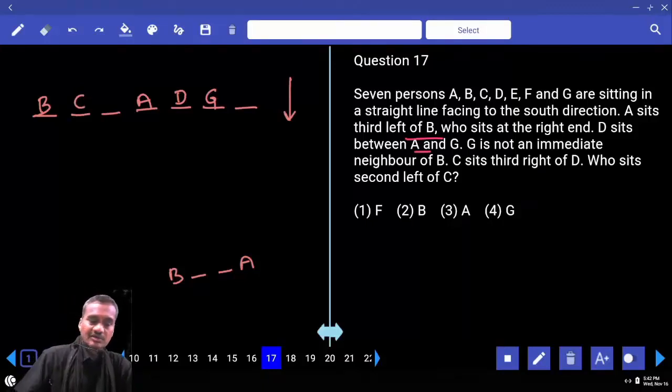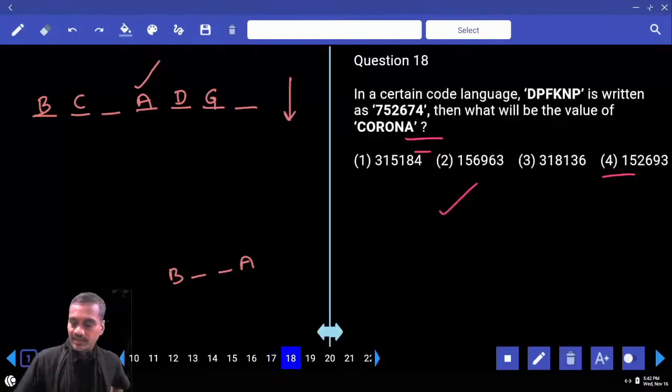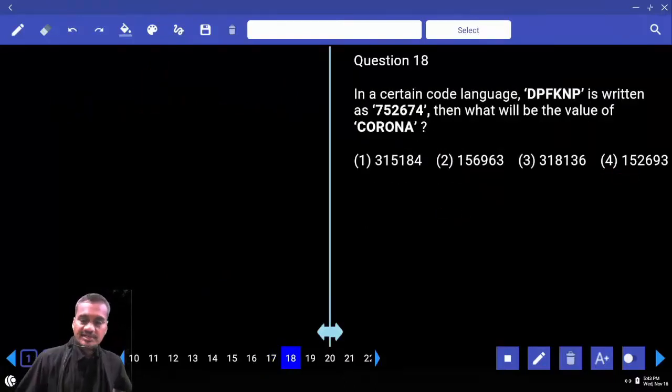Then who sits second to the left of C? A is the answer, that is choice 3. Information regarding the remaining 2 persons is not known, but the question is not based on that. And who is seated second to the left of C? That is A, choice 3. Then the 18th one.